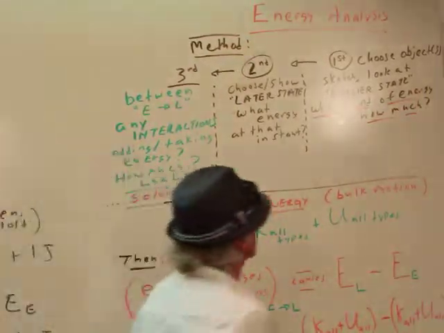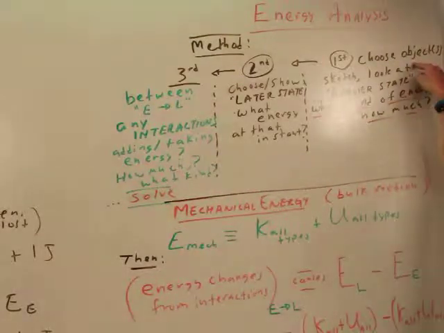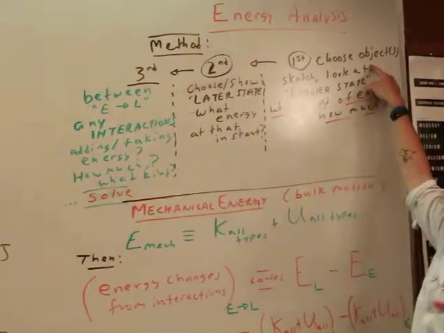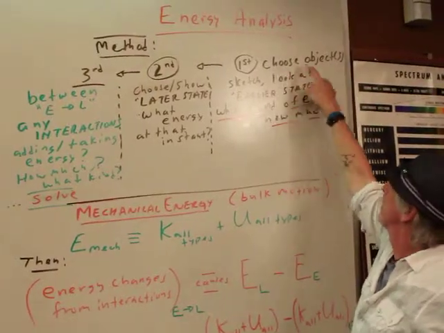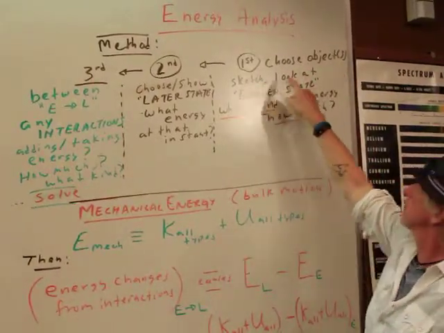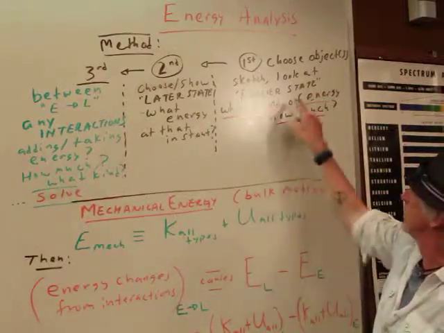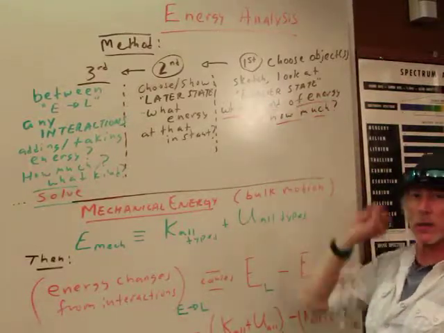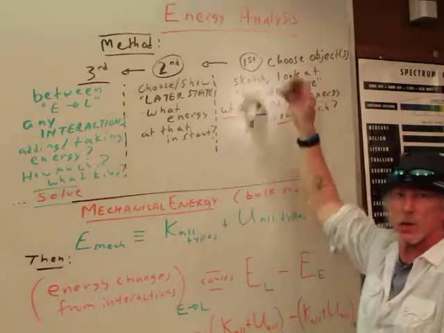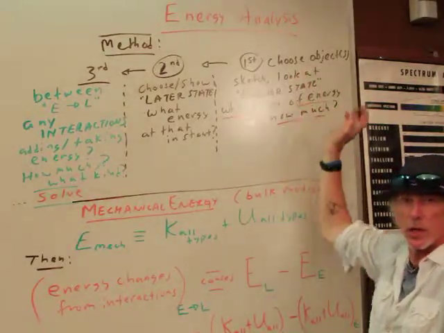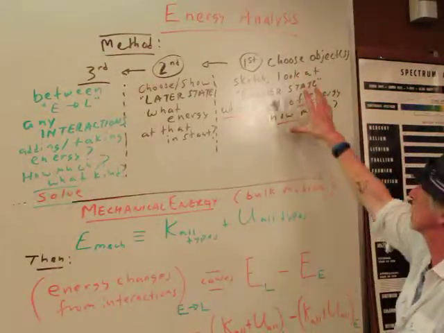So the first thing we're going to do is choose our object or objects, say it's a collision of a couple objects, whatever it is. Sketch it, look at it, decide on the earlier state. What's the moment that you're looking at earlier? And what kind of energy is there? So just look at it. Do I have kinetic, potential gravity, potential spring? What kind of energy? Those are going to be our main things.